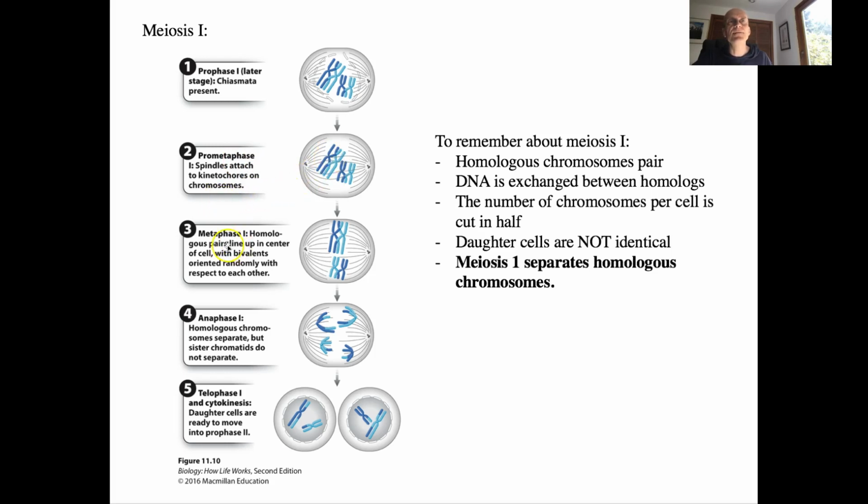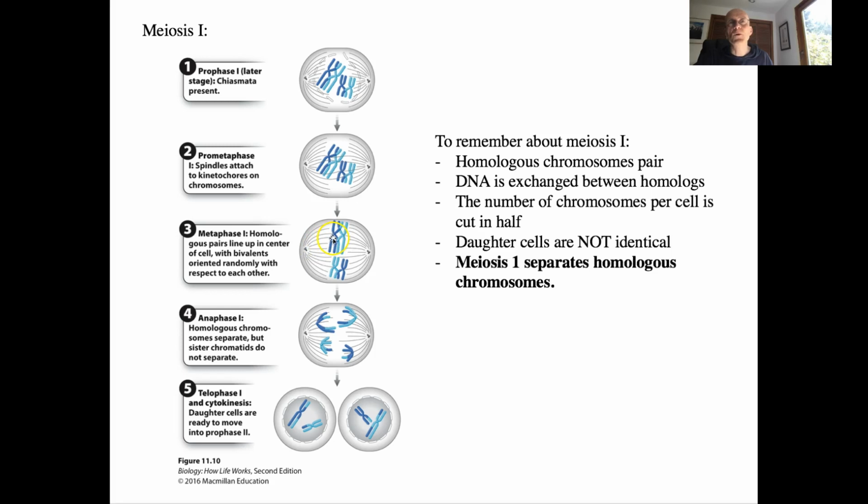And then in metaphase, the chromosomes are aligned in the metaphase plate. That is the equator of the cell, this equatorial plate here. However, here what you have in metaphase 1 in meiosis is that the homologous pairs line up as a pair. They can either be lining up so that the paternal chromosome points to the left, or the paternal chromosome can point to the right. So you can see here that they are oriented randomly with respect to each other.